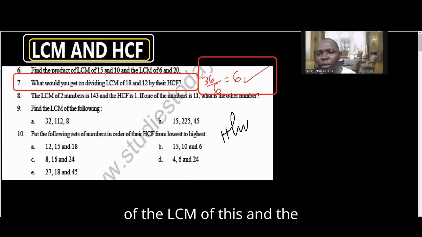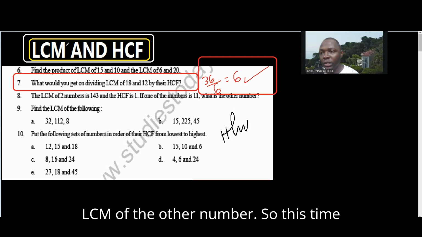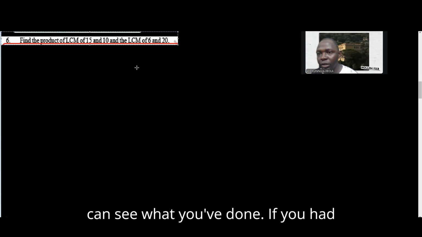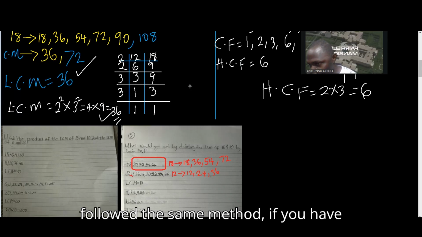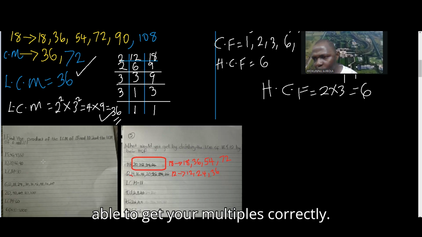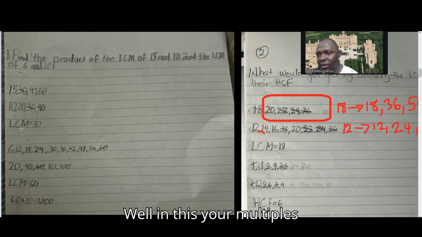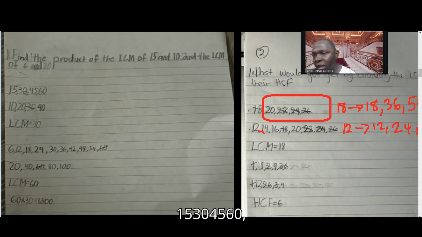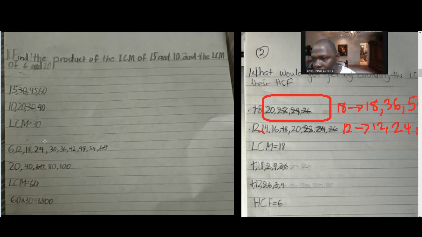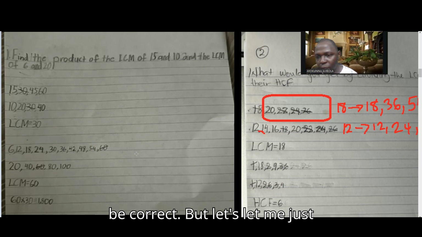It says find the product of the LCM of this and the LCM of the other number. So this time we're dealing with two LCMs, okay? Let me put it here so that we can see what you've done. If you had followed the same method, I think you're supposed to get this one because you were able to get your multiples correctly. You wrote 15, 30, 45, 60, right? Yes. This one also should be correct, but let me just quickly solve it.